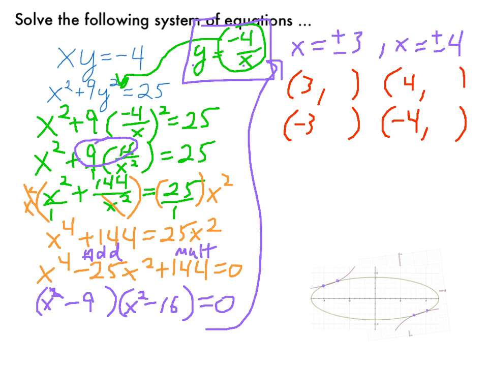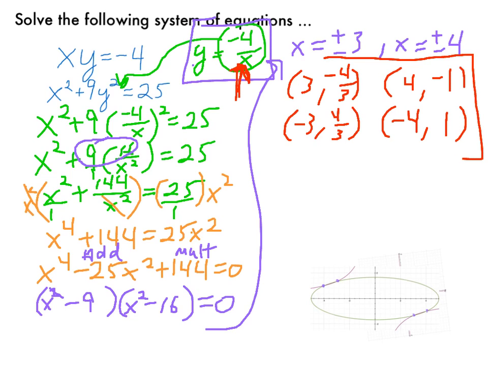Let's find our y values. When x is 3, you plug in a 3 there, you get negative 4/3. And when you plug in a negative 3 there, you get a positive 4/3. Over here, when you plug in a 4 right there, you get negative 1. And when you plug in a negative 4 right there, you get negative 4 over negative 4, which is positive 1. And there are your 4 points of intersection.